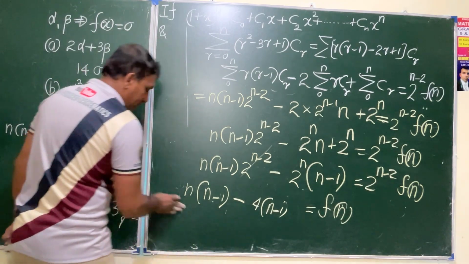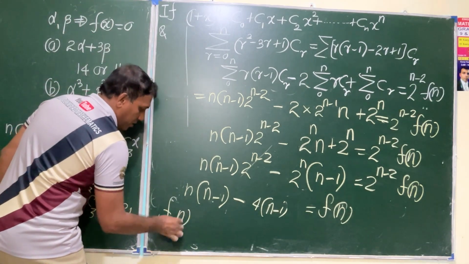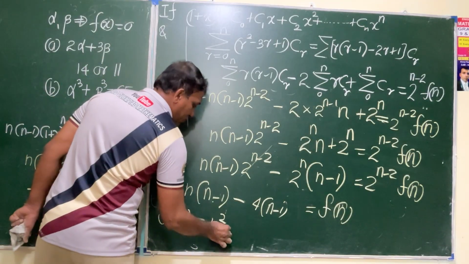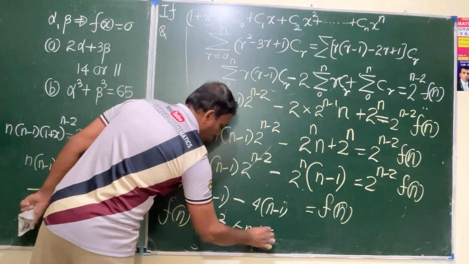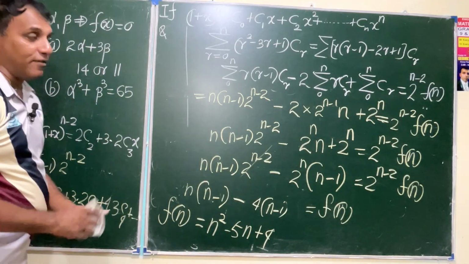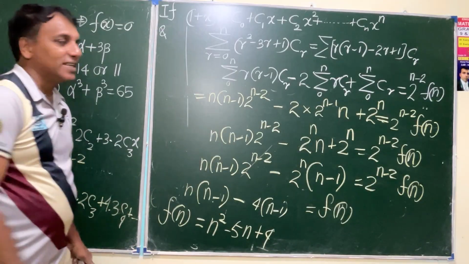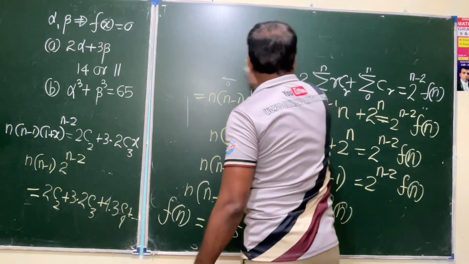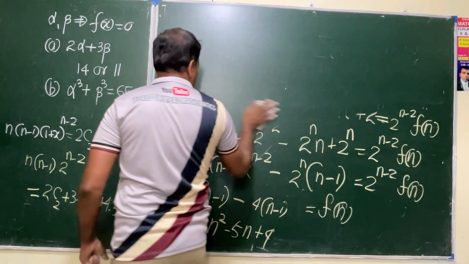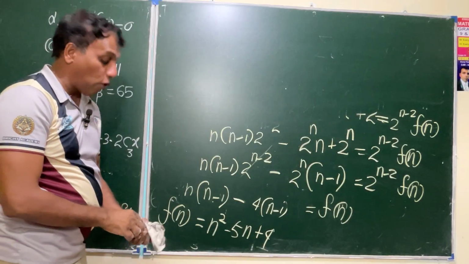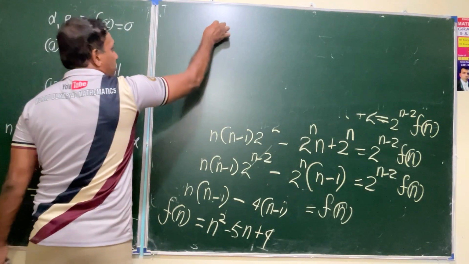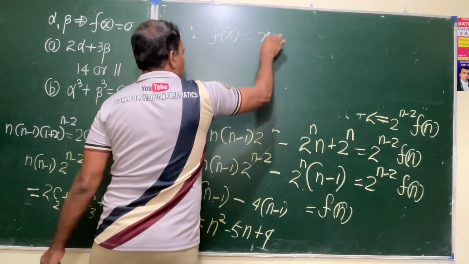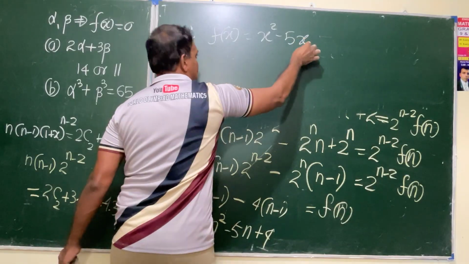Okay, now you can rearrange what is f of n. f of n is n square minus 5n, is it okay, plus 4. This is fn, right? Therefore, you know what is fx. So what is fx, and the roots are alpha beta. I think this can be factorized slightly and find the answer, not a hard quadratic equation part. Therefore fx equals x square minus 5x plus 4.